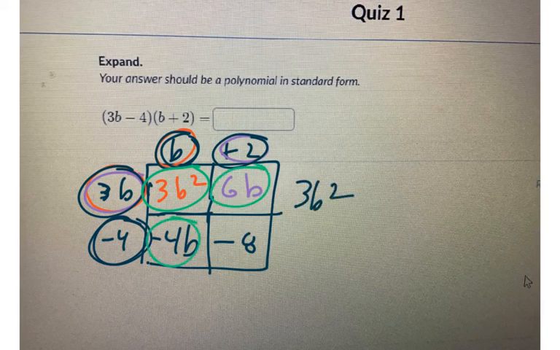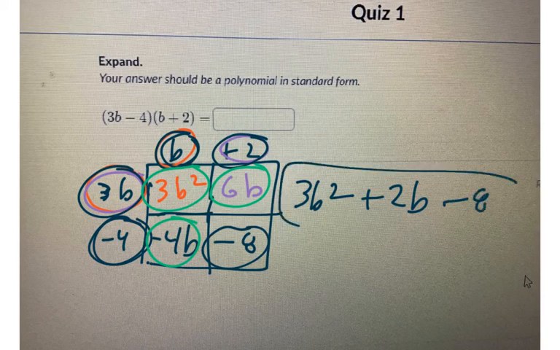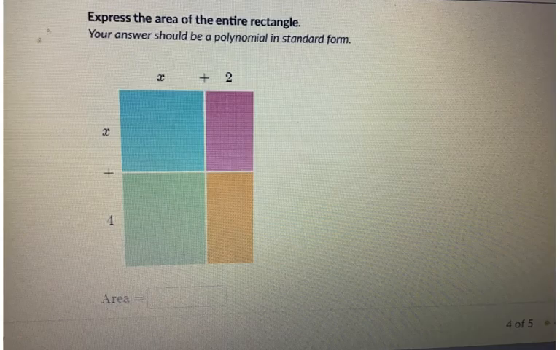Notice 6 and minus 4b together make a positive 2b. And finally, I have a minus 8. All they wanted you to do was multiply those binomials together, guys. And I'm going to click check. I got it right.